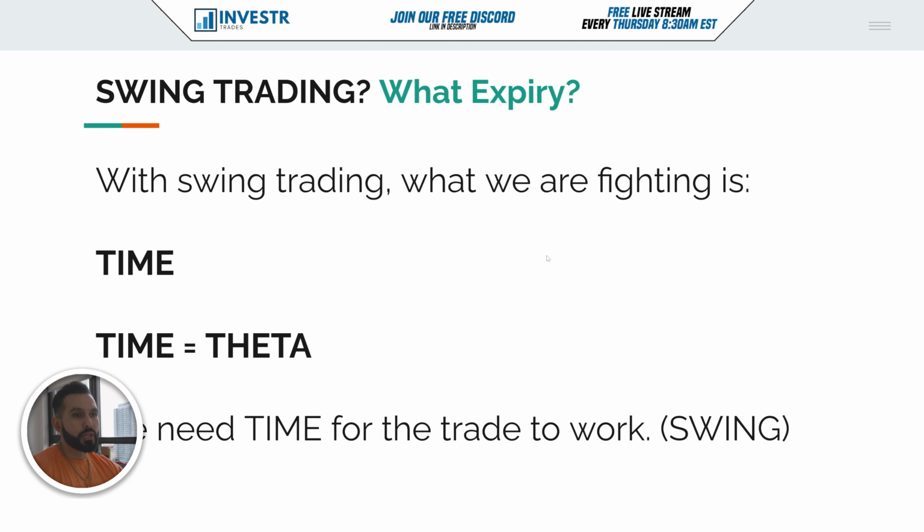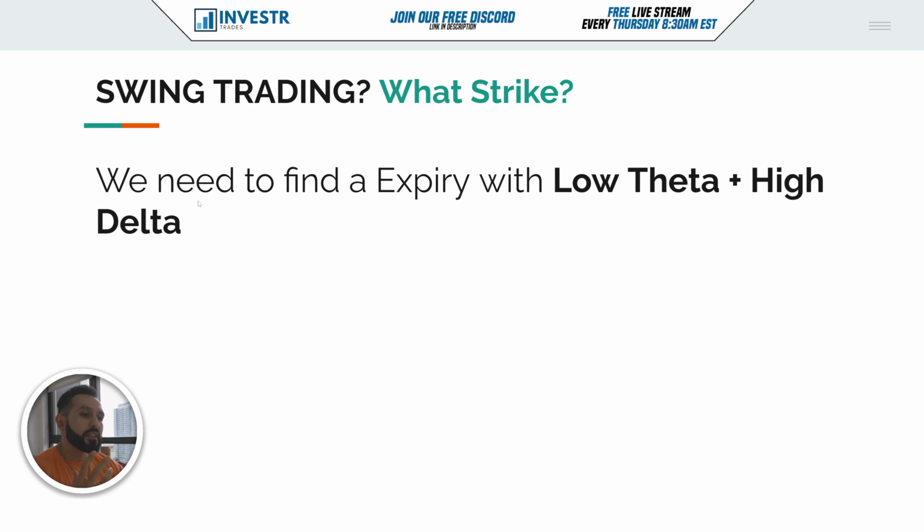Now, if you're swing trading, what expiry do you choose then? Well, with swing trading, what we're really fighting here is time, and time equals theta. We need time in order for the trade to work. When we're swing trading, we're looking at patterns on the daily, on the weekly, and therefore the time that we need is going to really affect which expiry we choose. You need to find an expiry with low theta and high delta. This ratio is very important if you're looking to swing trade and hold positions for a few days to weeks.